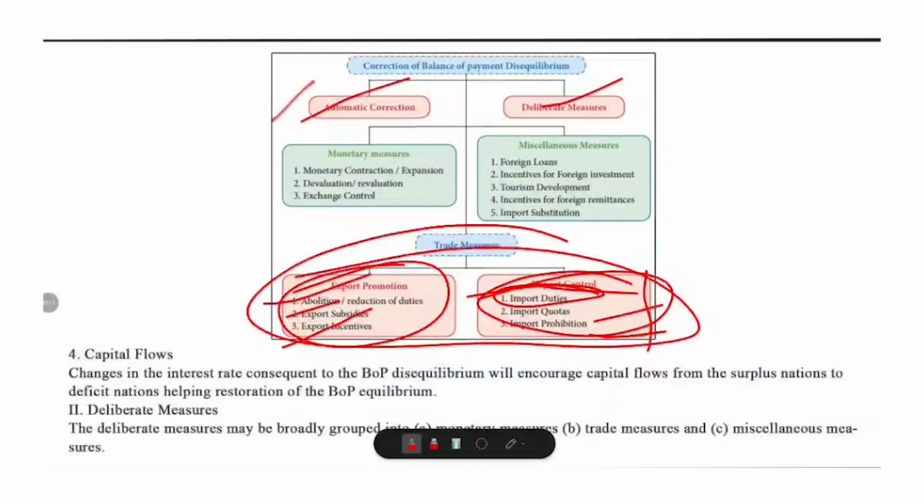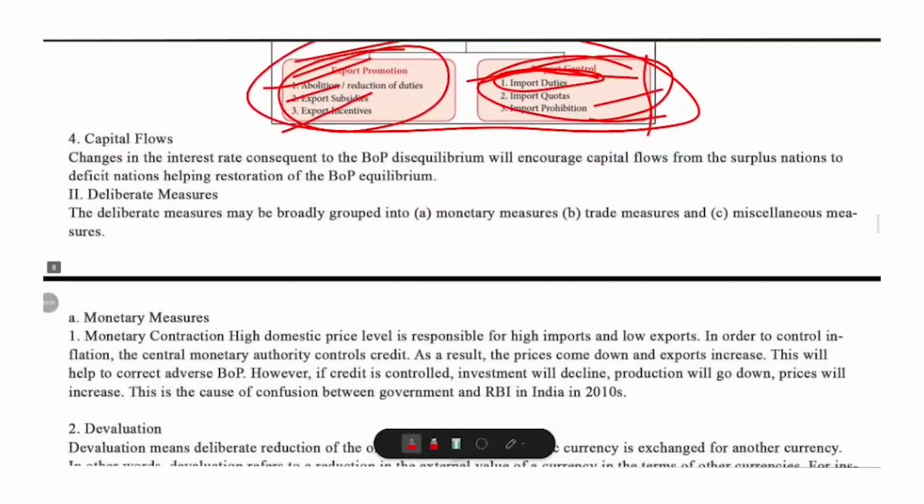And what about deliberate measures? These are international actions by the government or central bank to correct BOP, and they include monetary measures, monetary contractions, devaluation or revaluation and so on. So let's look at it one by one.